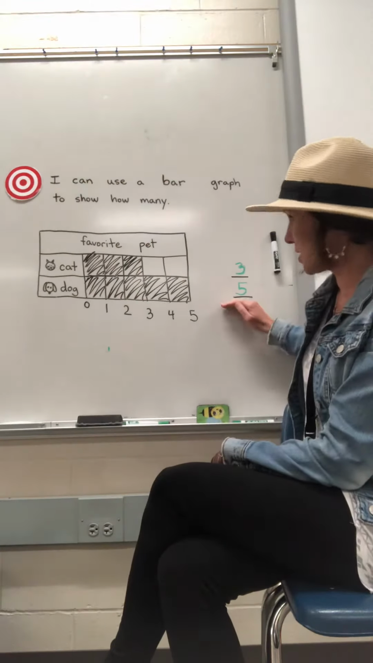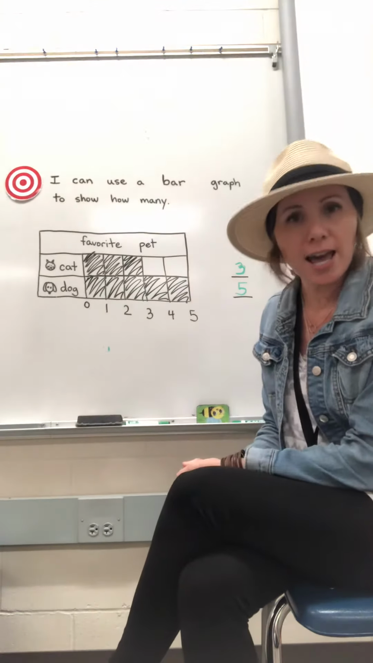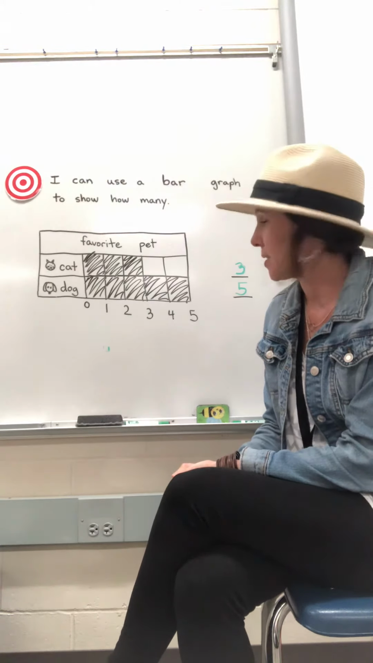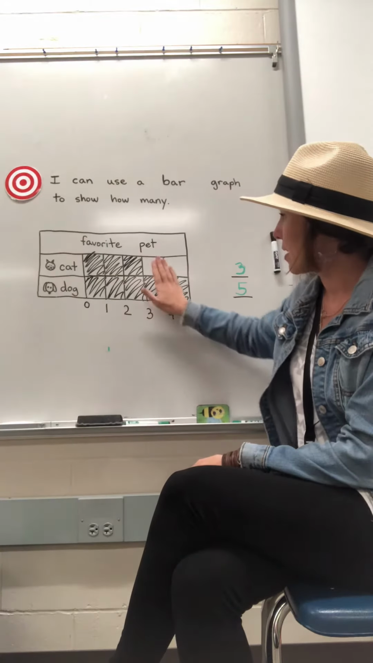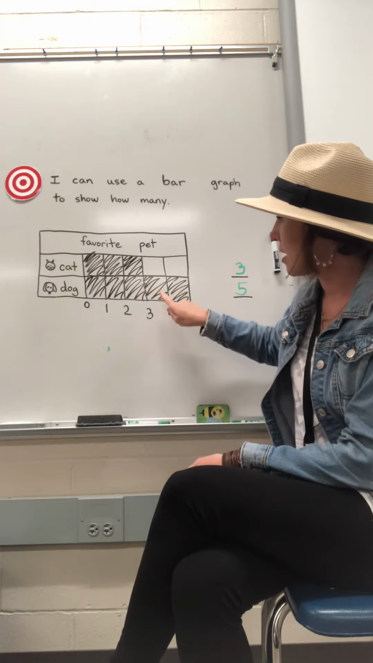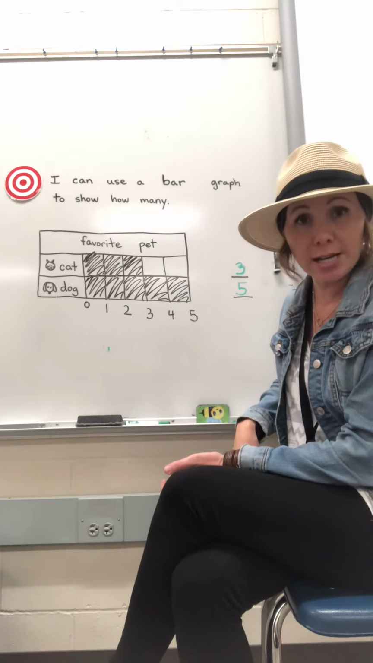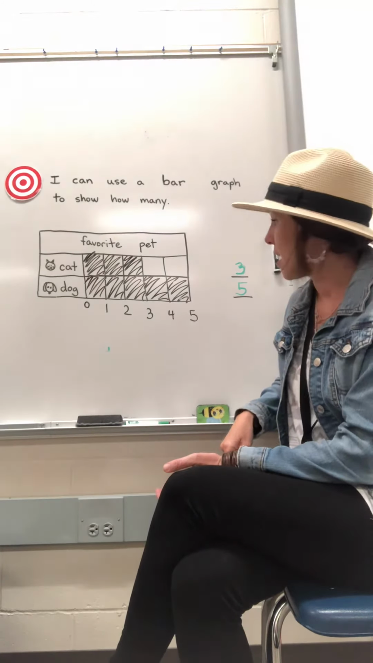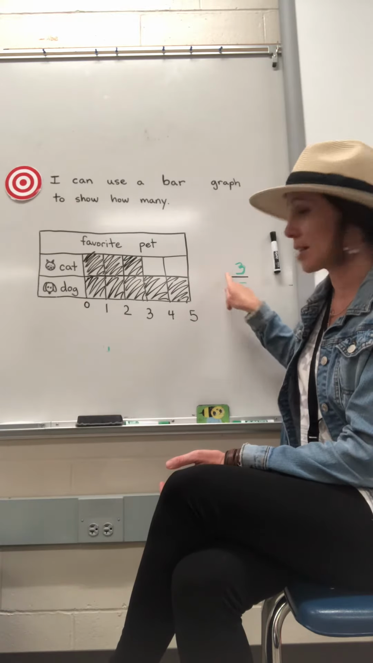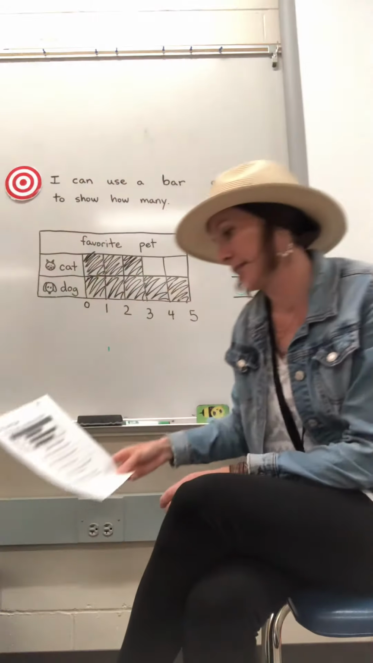So if 5 kids chose dogs as their favorite pet, and 3 kids chose cats as their favorite pet, how many more kids chose dogs than cats? I can look at my bar graph, and if they had the same number, we would stop right there. They would both have 3. But I see 1, 2 more boxes colored. So that would mean 2 more kids chose dogs than cats. I also could go 5 people like dogs and 3 like cats, so 5 minus 3 would be 2. That would be another way to tell how many more liked dogs than cats.